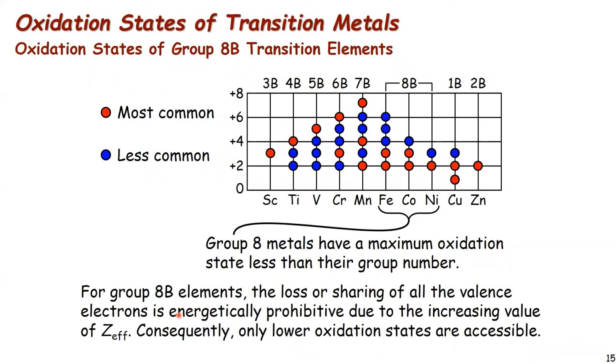Okay, so for the group 8 elements, again, the loss or sharing of all the valence electrons is energetically prohibitive because the effective nuclear charge is increasing, which means the ionization energy is increasing. So to remove all of these electrons requires a tremendous amount of energy. Like I said, you could do it. You could force these things into higher oxidation states, but they're immediately going to try to pick up electrons to go back to these lower oxidation states.